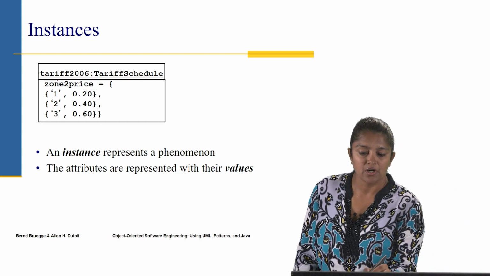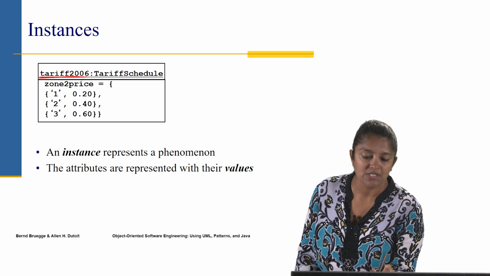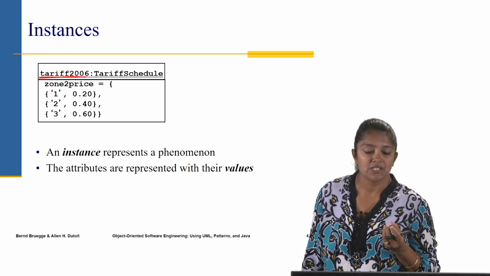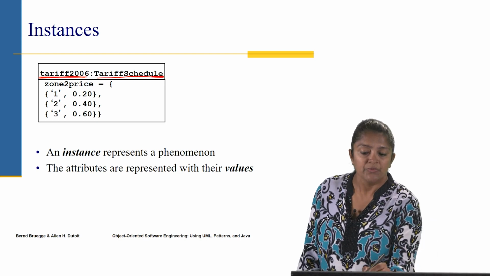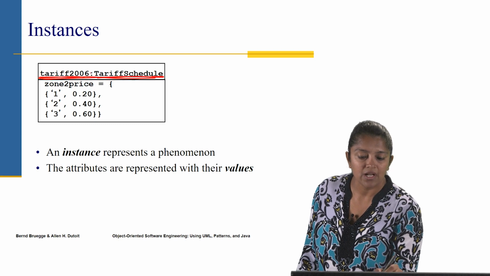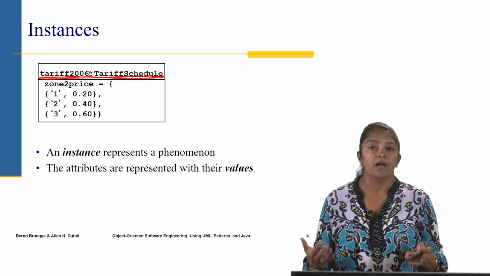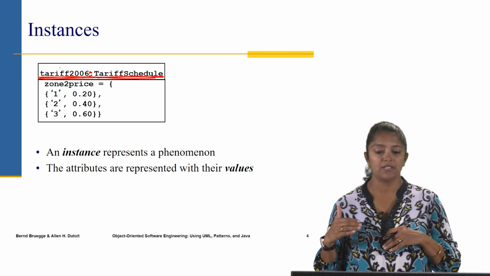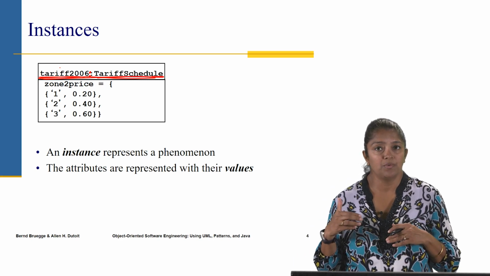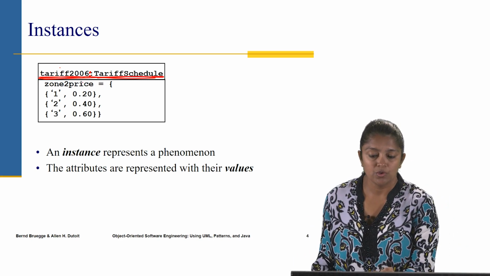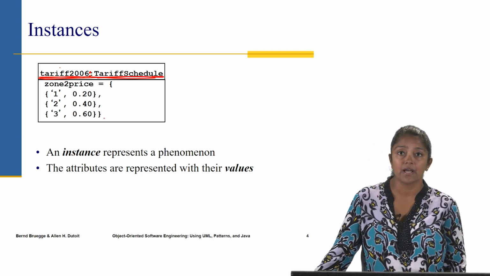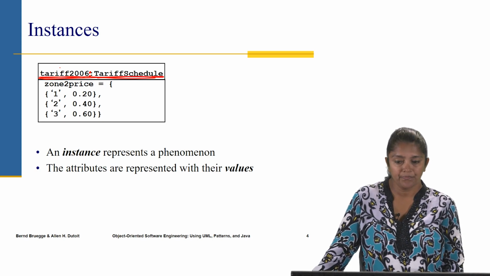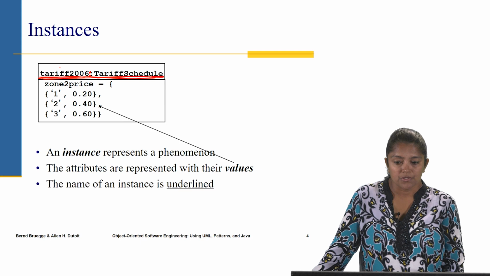In this case, we're talking about instance tariff 2006. This is an object, an instance that belongs to the class tariff schedule. Because it's an instance, it is underlined. Typically, instances are always underlined. They're specified as the instance name, colon, the class name. Inside the detailed description, we have the attributes and their actual values. So this zone to price is a table with the values. All of the values are indicated in the class diagram for instances. That's what you see over there.